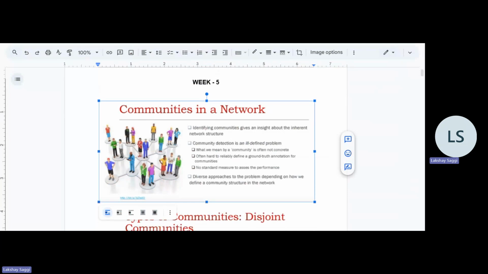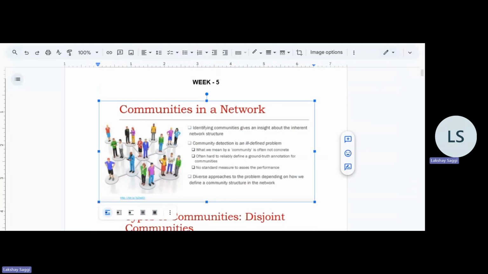There is not really a ground truth as to what exactly is a community. There is no standard measure to assess what is a community and what is not a community. So we'll have to have different kinds of approaches for different kinds of problems. There will be a bunch of definitions, and each definition for a community is relevant in its own right. There exist some settings where you will need definitions of some kind, and in other settings you will need definitions of some other kind while identifying communities.